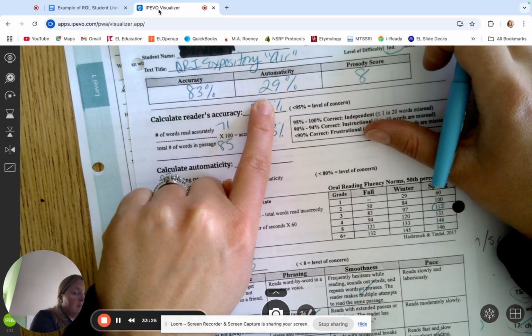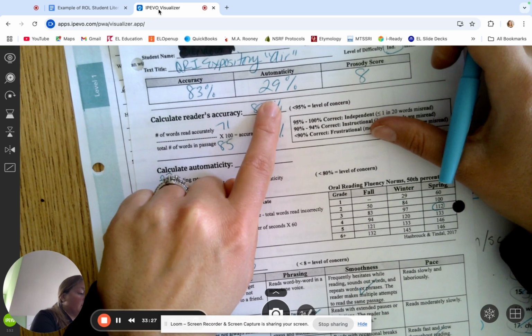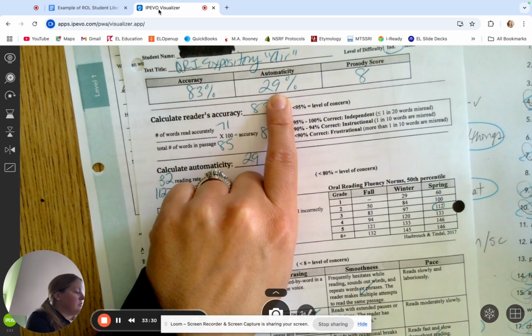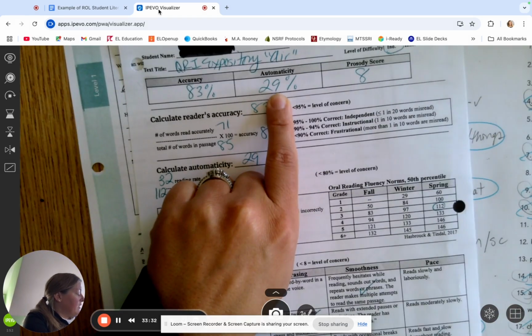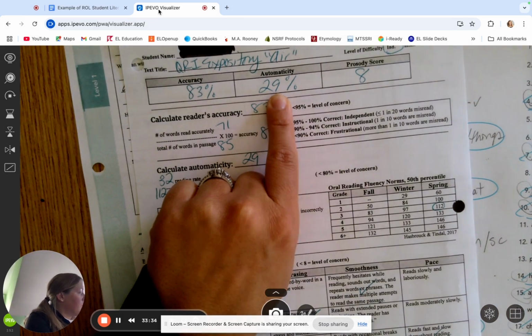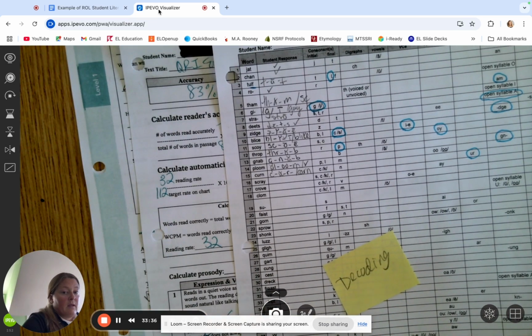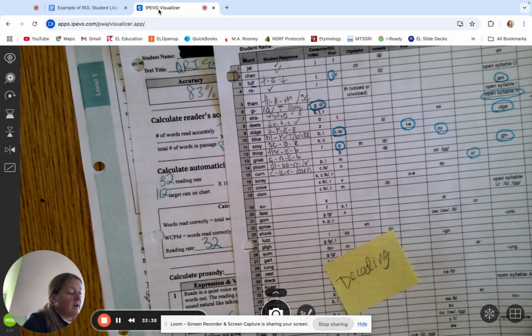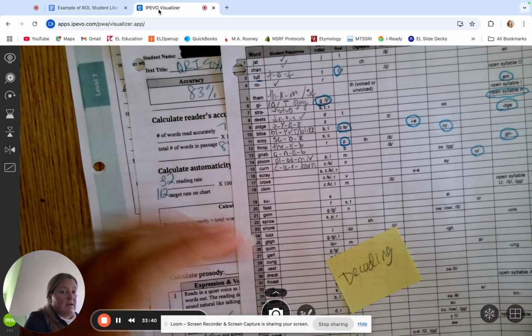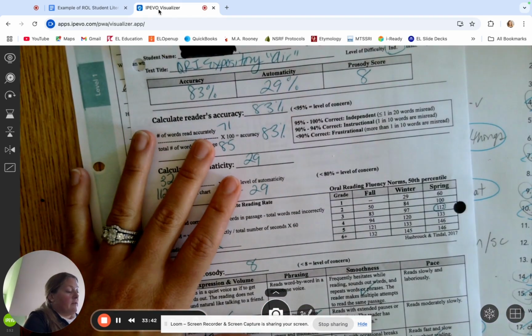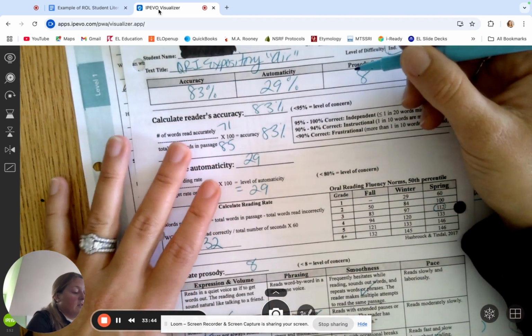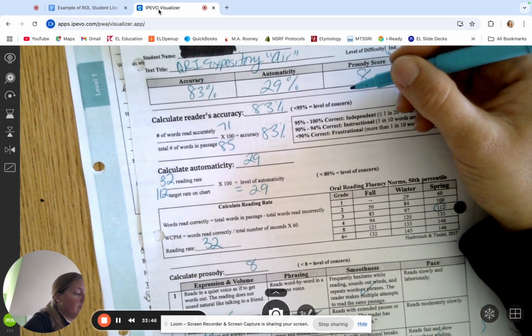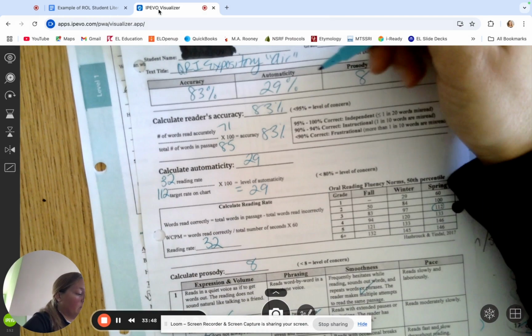His automaticity rate is 29%. That's a big level of concern. But that makes so much sense because based on everything he was doing for his decoding, it's so slow and laborious for him. And so it makes a lot of sense. He's not automatic. It's very clear he's not automatic. He's not identifying words in 3 seconds or less. There's a lot of cognitive energy into letter mapping still and decoding those words.